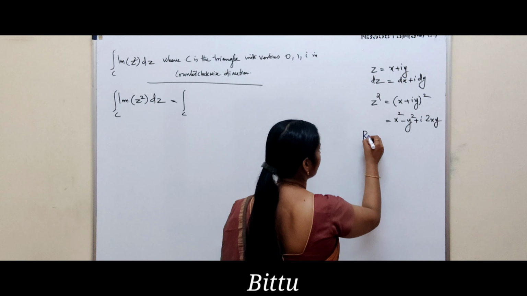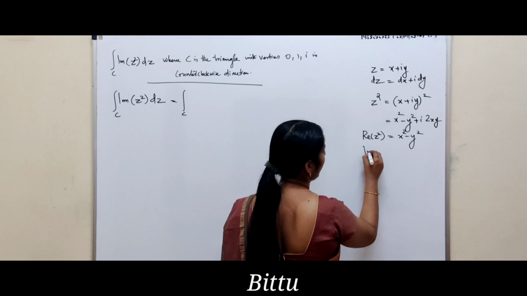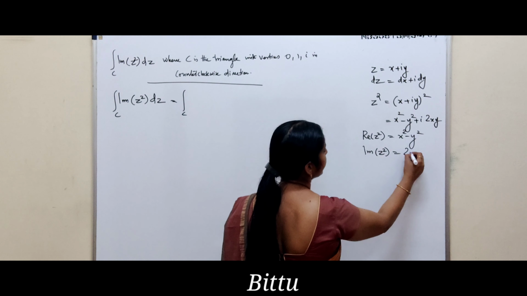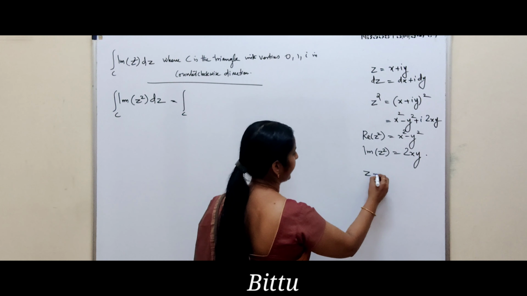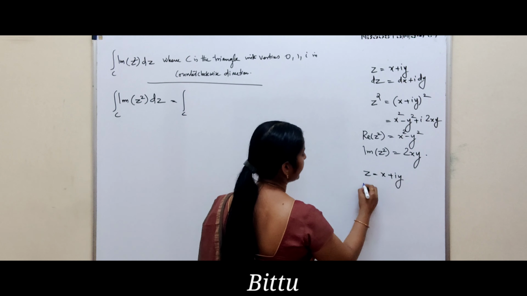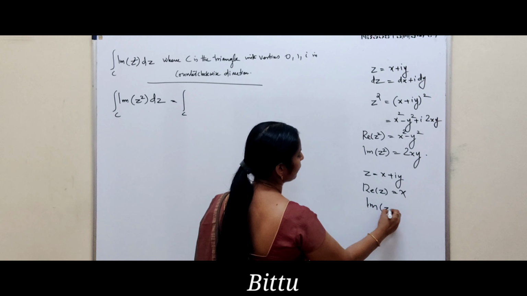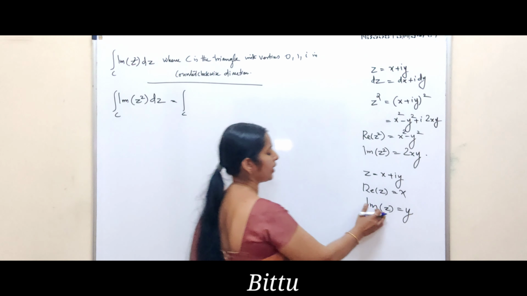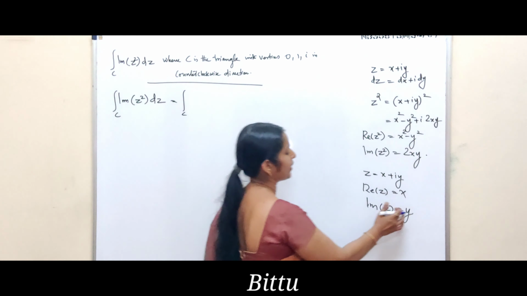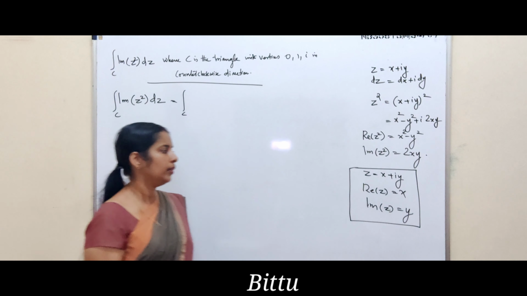So, what is the real part of z square? Real part of z square is x square minus y square. What is imaginary part of z square? That is the coefficient of i. It is 2xy. See, in z equal to x plus iy, what is the real part of z? It is x. What is imaginary part of z? It is y. Some students may write imaginary part of z as i into y, which is wrong. So you always keep in your mind, imaginary part is coefficient of i.